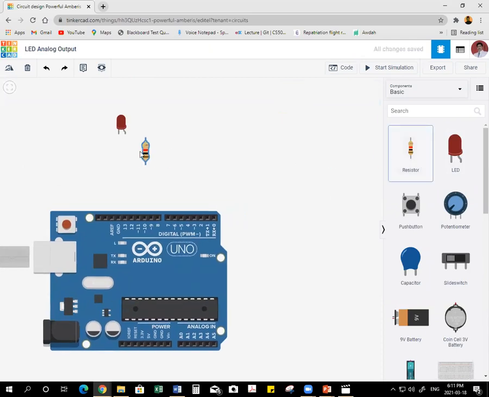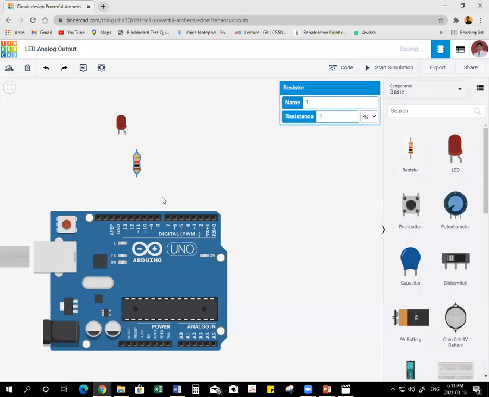Okay, now take the resistor, no problem. Now you see here, which is the analog. I already told you, analog outputs are where beside the pin number there is a sinusoidal or tilde symbol, like 11, 10, 9, 6, 5, 3. These 3, 5, 6, 9, 10, 11 are the analog outputs. What is the function? I will tell.